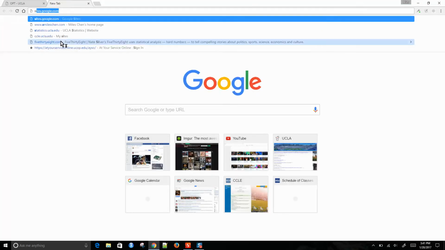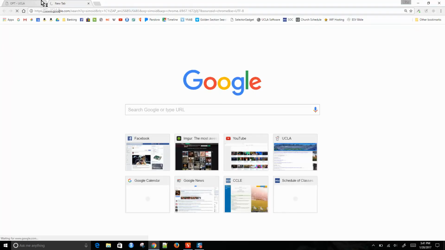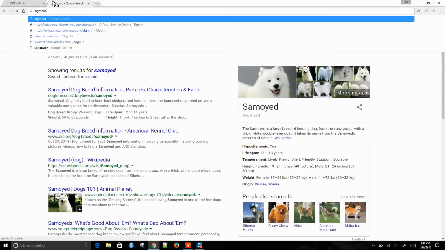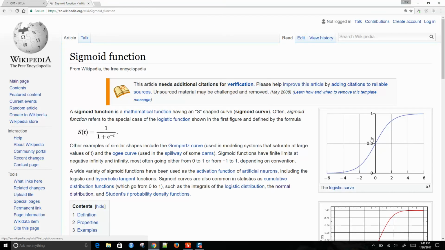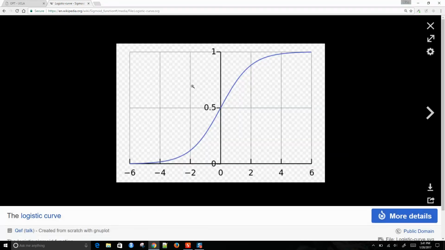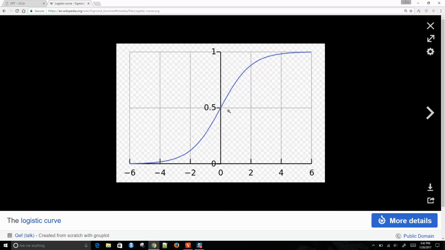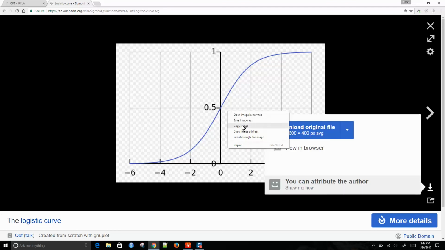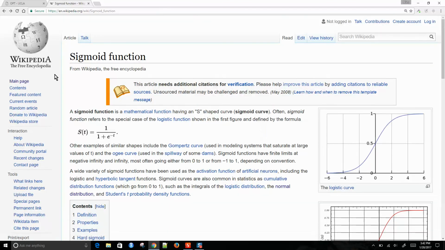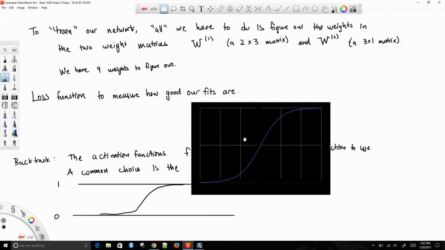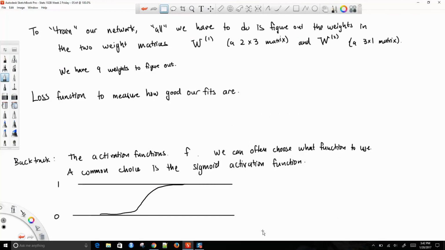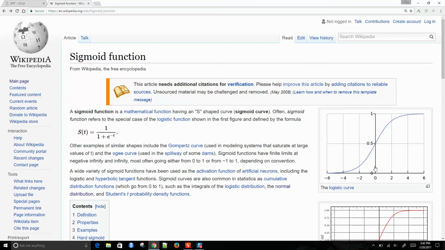Let me show you. That's not right. Wikipedia will have a better picture. Okay, it looks like this. How do I copy this? Can I copy this? Copy image. I love computers. Oh no, that's not right. Well, it looks like this.